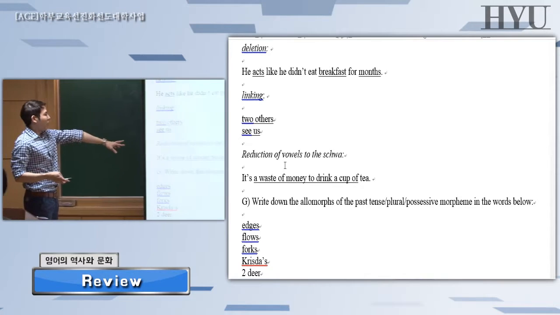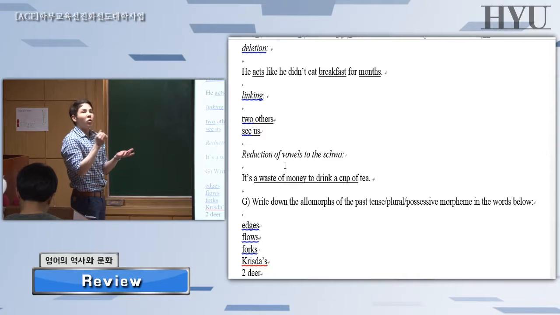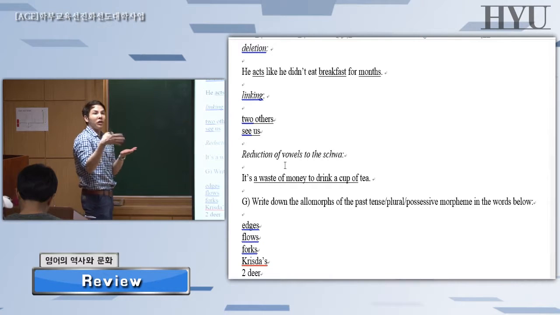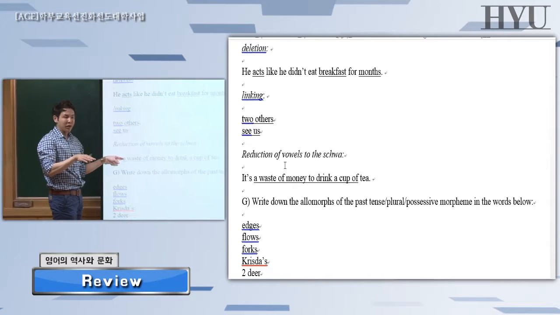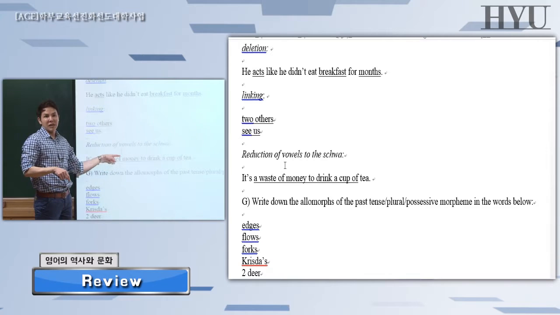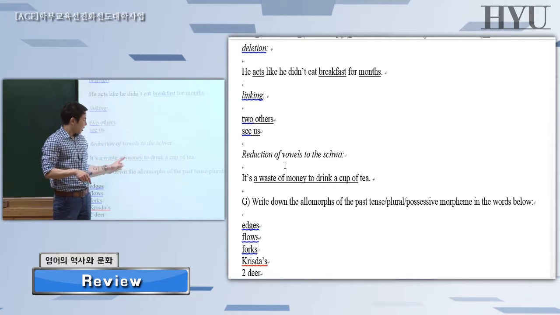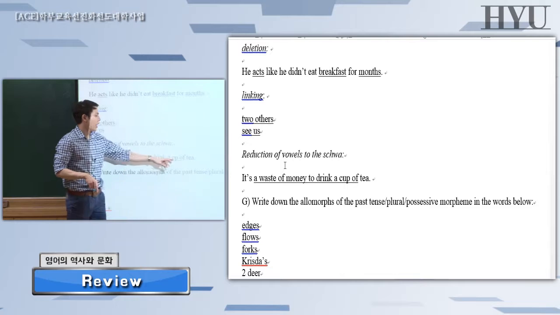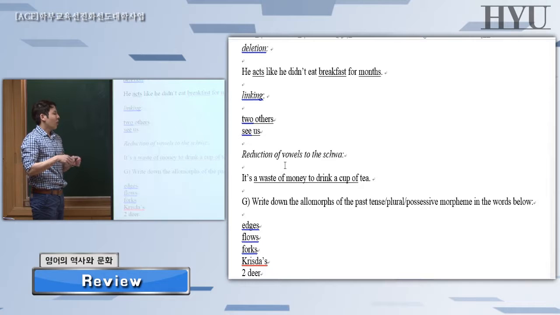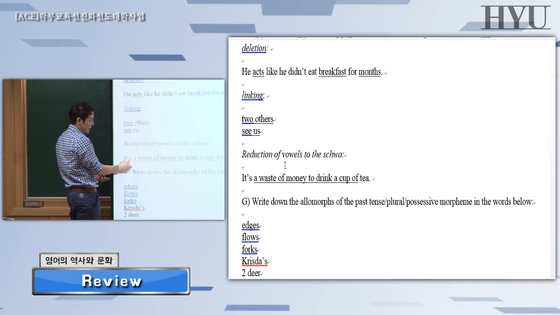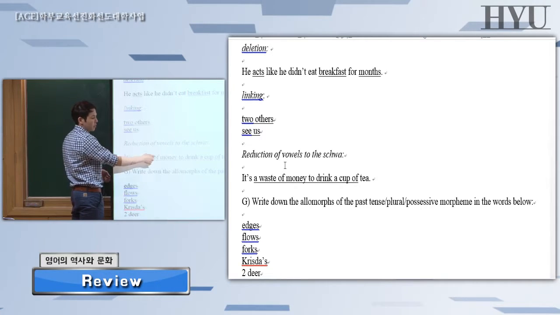Last one, reduction of vowels to schwa. So unimportant words, such as articles, a and the, they are not important. Prepositions are not important. Of, to, and of. All of these words will be reduced to schwa. Remember? Only important words like nouns, verbs, adjectives, and adverbs will be stressed. So in this case, it's a waste of money to drink a cup of tea, like that.